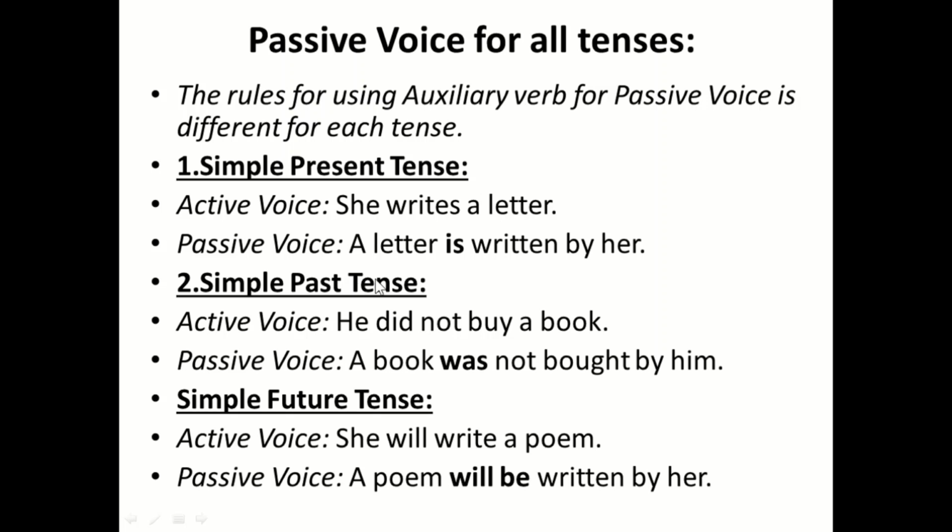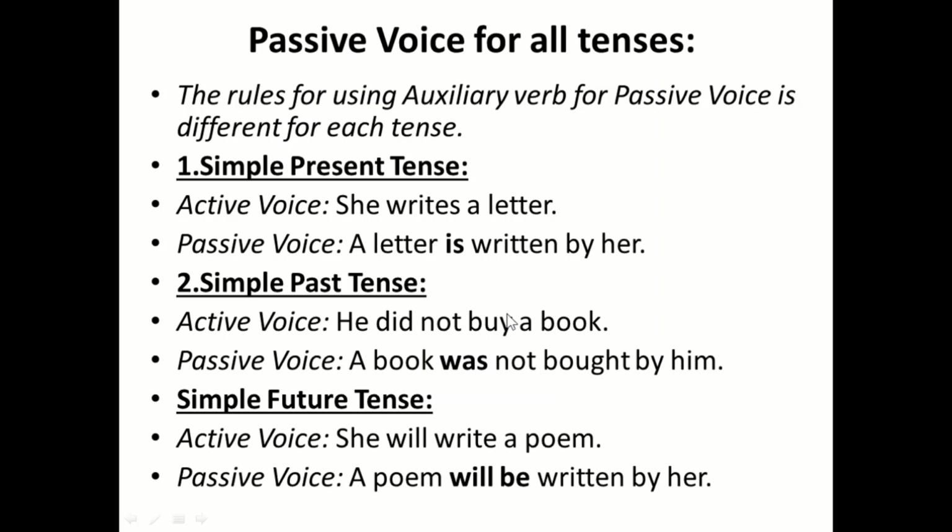Then we have simple past tense. Active voice. He did not buy a book. Now this is also simple past. We will change it into passive form. A book was not bought by him. He changed into him. A book became our subject. Did not buy we change into was not bought. Third form, always. And because of did, we are using was here, because this shows that this is the past tense.